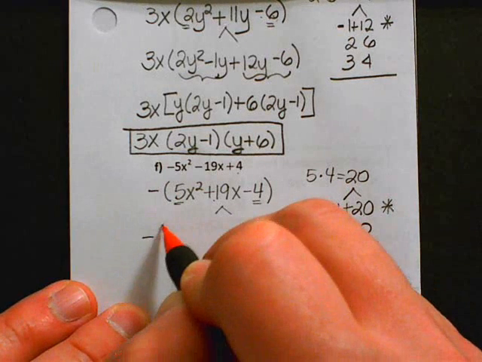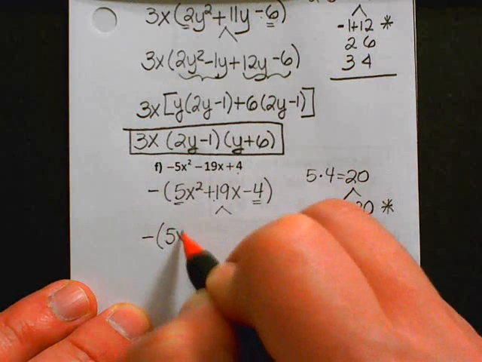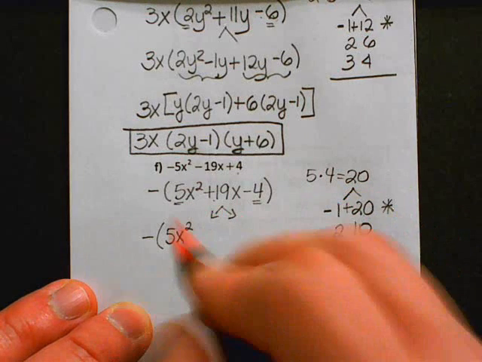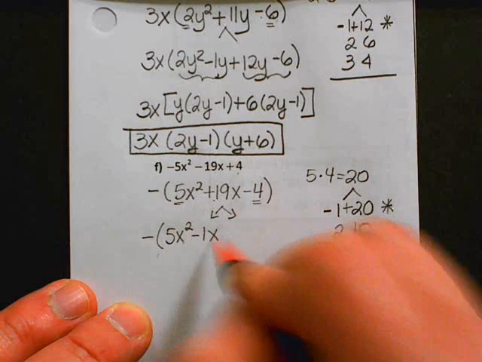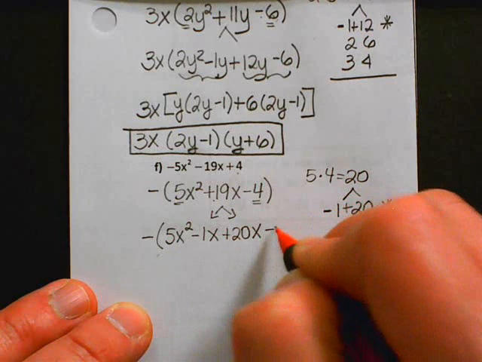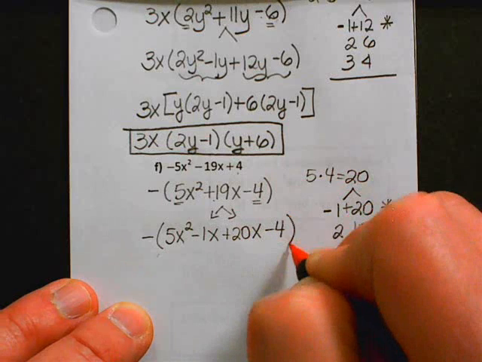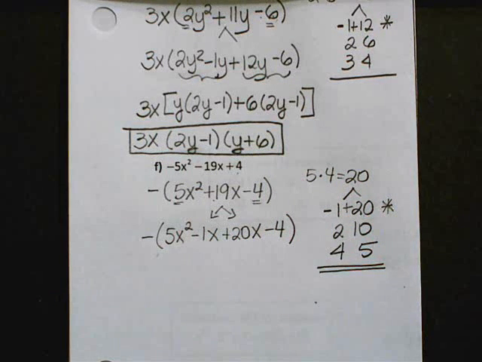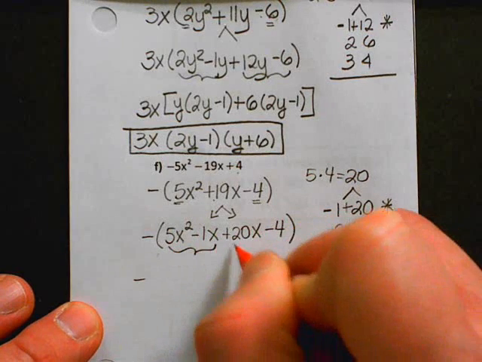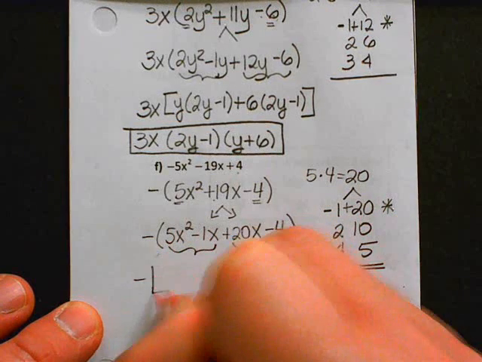So now you're going to copy the negative. You're going to copy the first term. And you're going to break this down into two terms, which is going to be negative 1x, positive 20x, and bring down the negative 4. Now, we're going to factor by grouping.